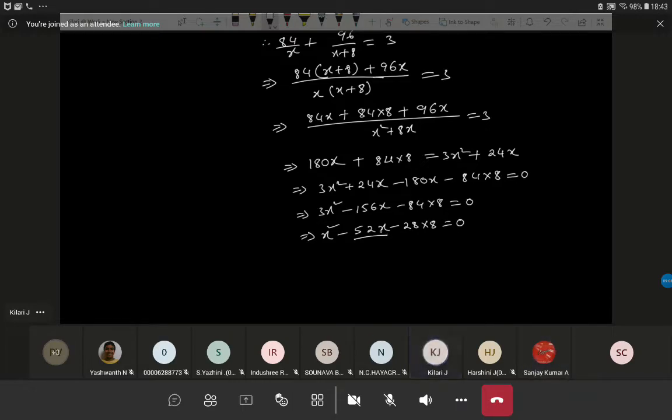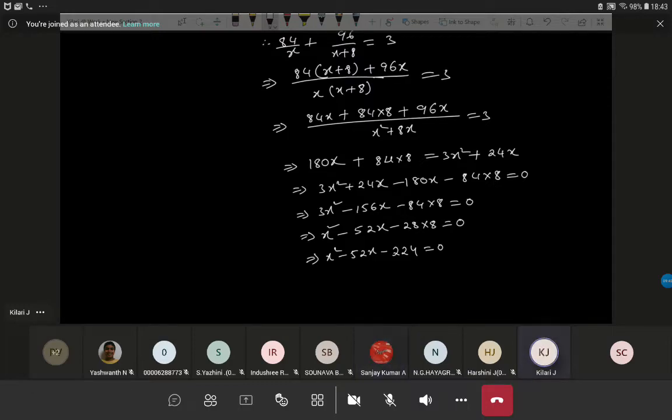Then it implies that x square minus 52x minus 224 is equal to 0. To solve this equation, 224. By solving this equation, you will get two roots. Consider the positive root as the original speed of the train, okay?